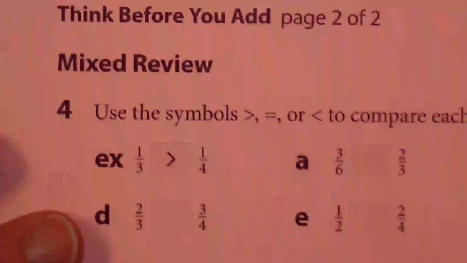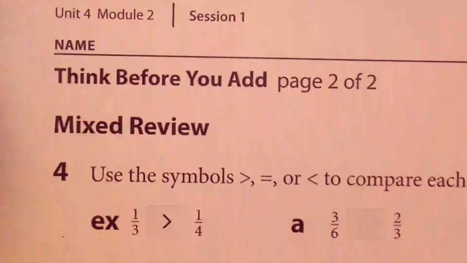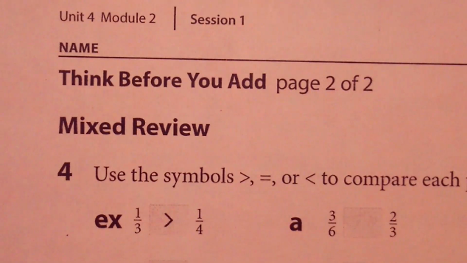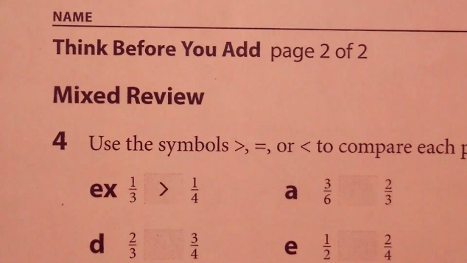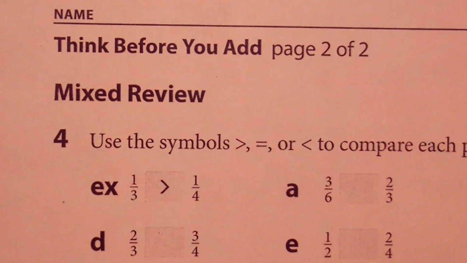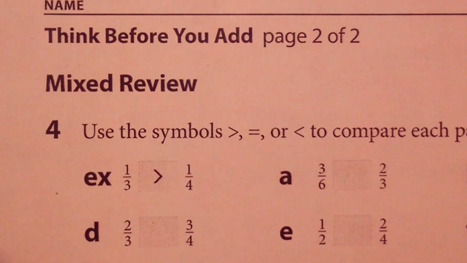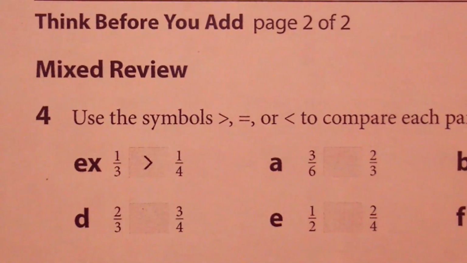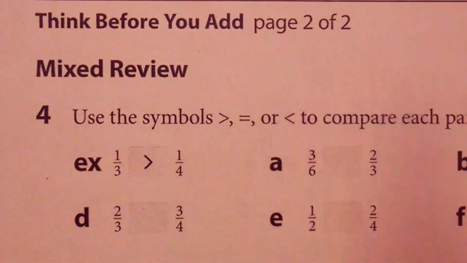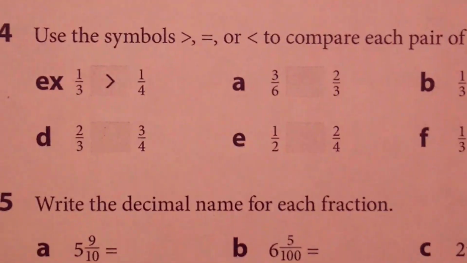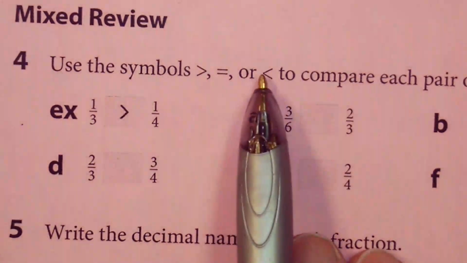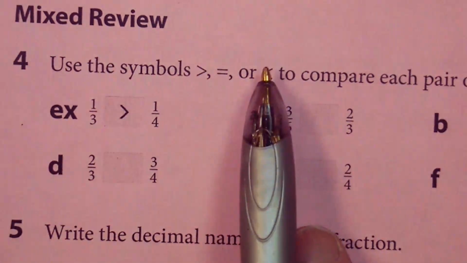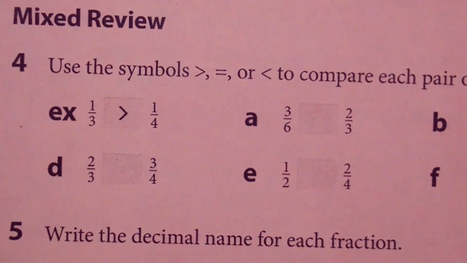On the back page, this is where things are going to get a little bit more interesting. As you look at this one, you're going to notice, oh man, I think we did this in Unit 3. Oh man, I think we did this in Unit 2. And that is true. Just a little bit of mixed review, okay? Remember, when you're looking at greater than, equals, or less than, the alligator always eats the bigger number, okay?